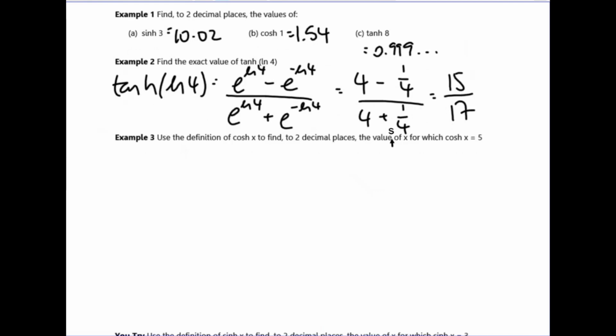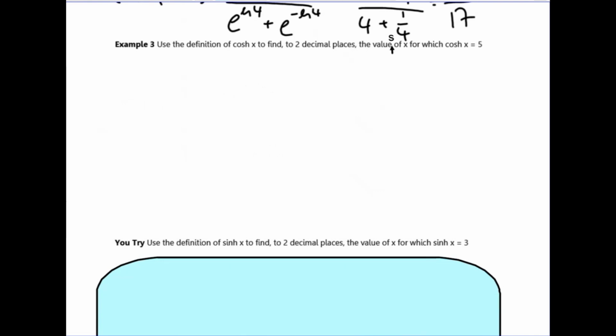Now, sometimes when we're solving hyperbolic equations, you'll want to use the exponential definitions. This one asks us, here's the definition for cosh x. Find, to 2 decimal places, the values of x for which cosh x equals 5. Notice it says values, because cosh x, remember, was a many-to-one function, so you will have multiple solutions for that. I've written the definition in, so cosh x is e to the x plus e to the minus x over 2. I'm going to times it by 2.